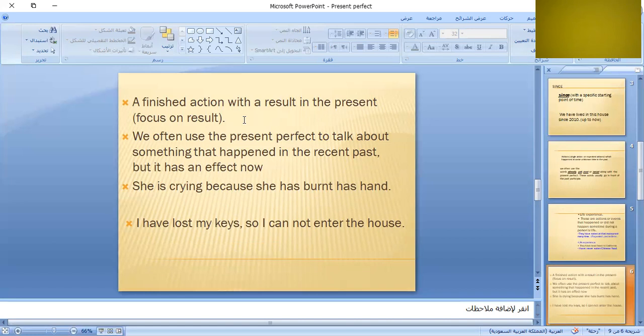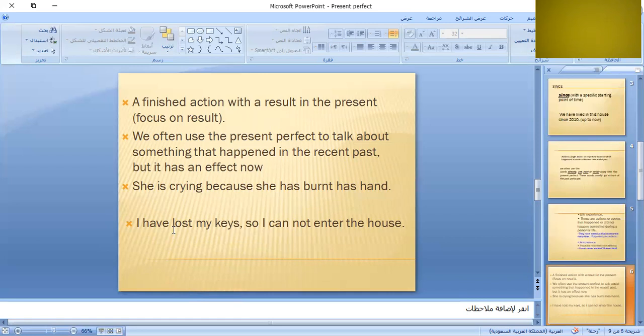As you see, we say, for example, why is the police here? You say someone has had an accident. Someone has had an accident. It's a complete action. The action happened and finished, but it happened very recently, and the police is here now. So someone has had an accident. She is crying because she has burnt her hand, as you see in the example here.